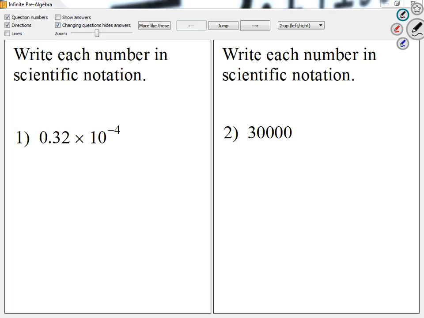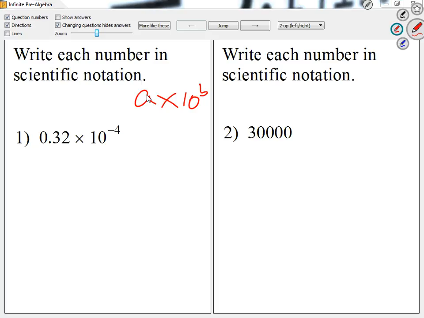All right, so once again, let's review. There's going to be 15 questions on the quiz. The first 5 look like the first 10 from our review. This is write each number in scientific notation. And remember, scientific notation, we go A times 10 to the B, where A and B are numbers, but A has to be between 1 and 10.